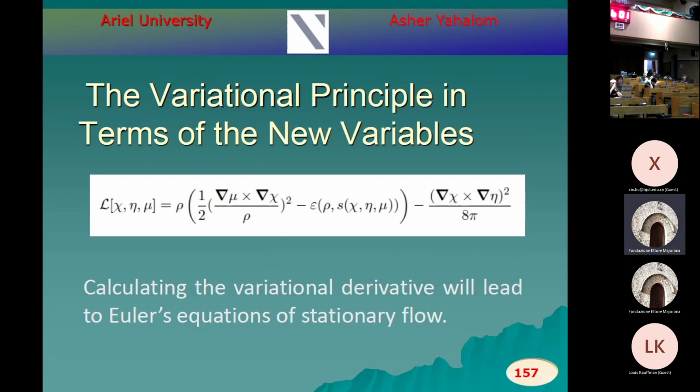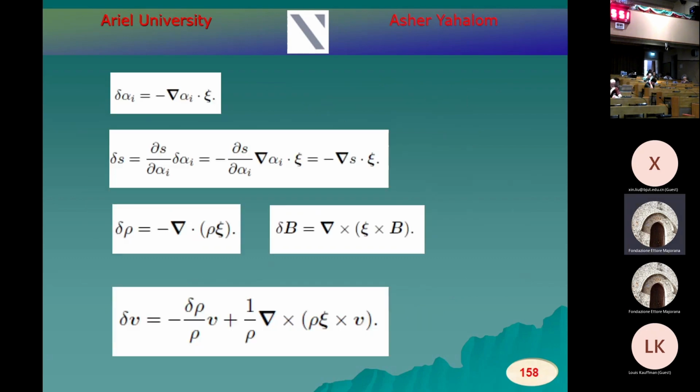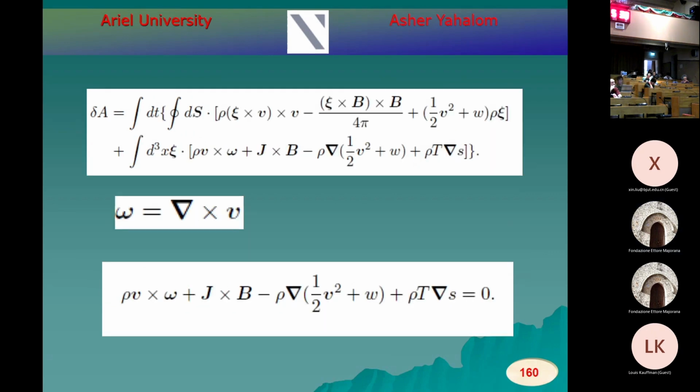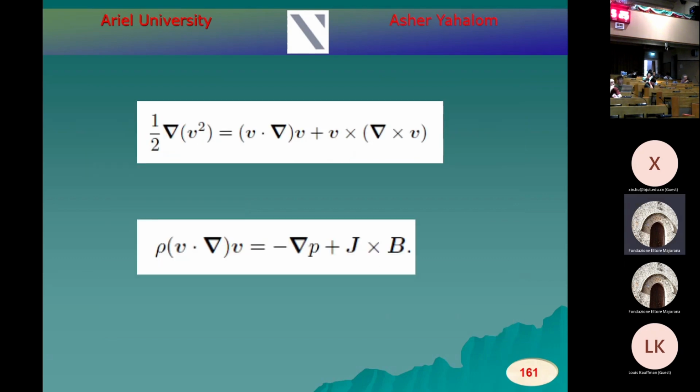But we plug V, rho, and B in terms of chi, eta, and mu. So it's now a functional of chi, eta, and mu. If you do the variational derivatives, after some lines of calculations, those will hold true. This is the variational derivative of V, and you will get the equations of motion in this form, which is essentially the stationary Euler equations. It's just this.